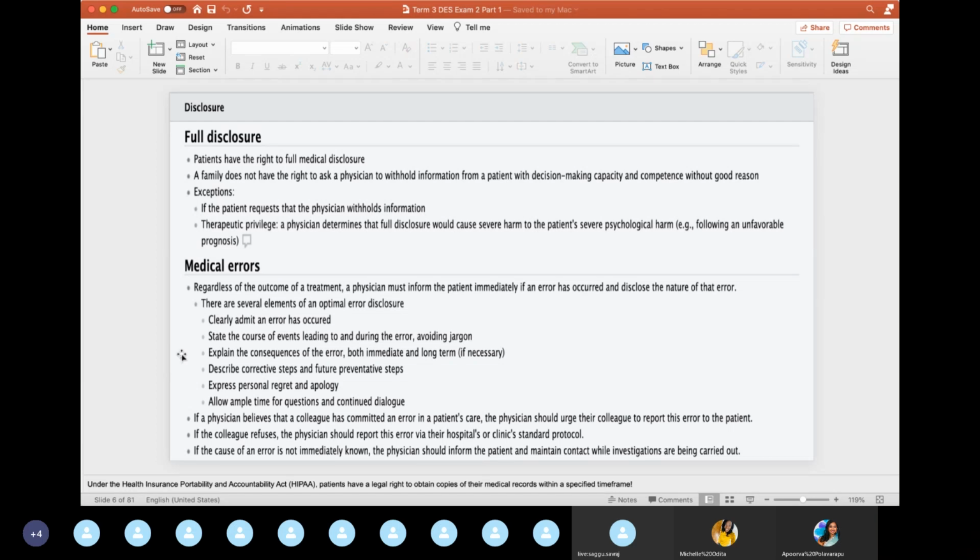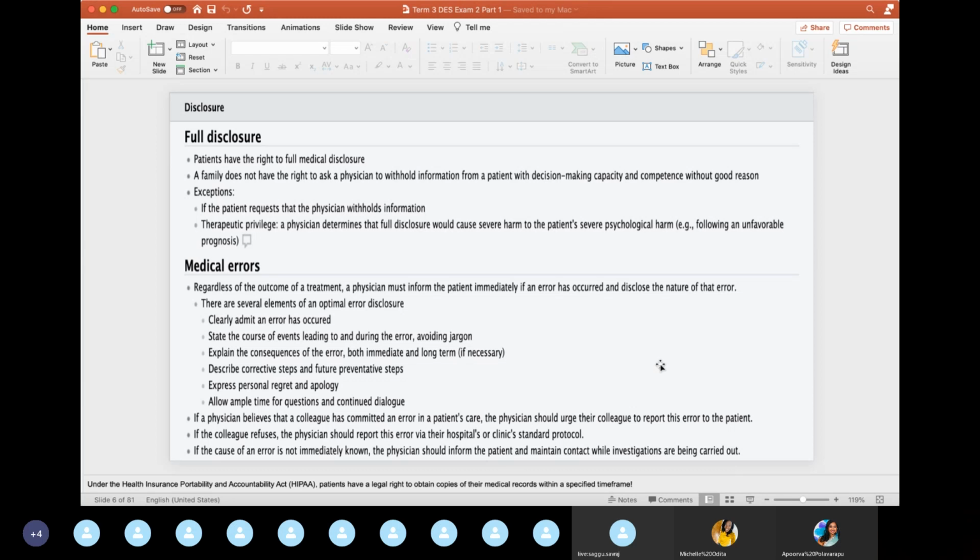You saw your colleague commit an error in a patient's care. What are you going to do as a physician? First, what are you going to do first? Tell a supervisor? First, what are you going to do first? You saw your colleague commit an error. Talk to the colleague? Exactly. So you talk to the colleague first. Tell him or her to report the error to the patient.